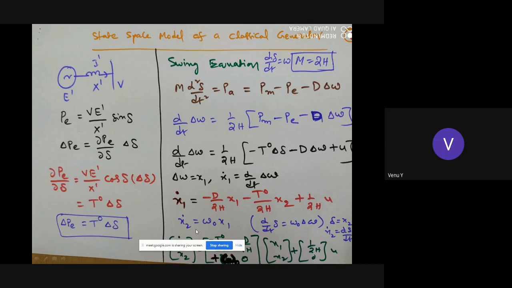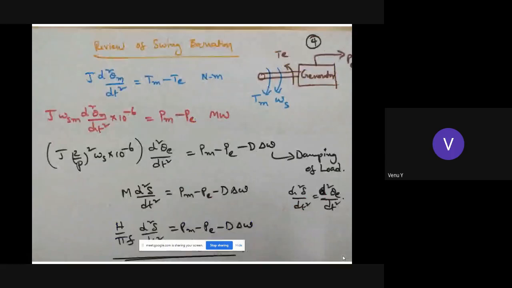So x2 dot is equal to omega naught into x1. Therefore, these two equations are the state space equations. You can arrange them as x1 dot, x2 dot equal to the matrix with first row minus D by 2H, minus T naught by 2H, second row omega naught and 0, multiplying x1 and x2, plus the column 1 by 2H, 0 into u. There is an error here, which you can correct. So this is the state space model of the classical generator.